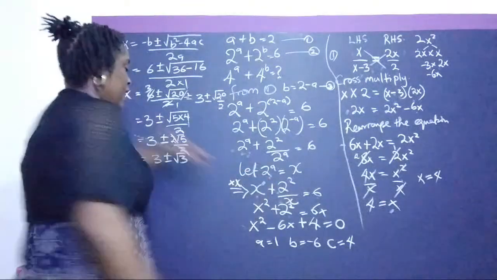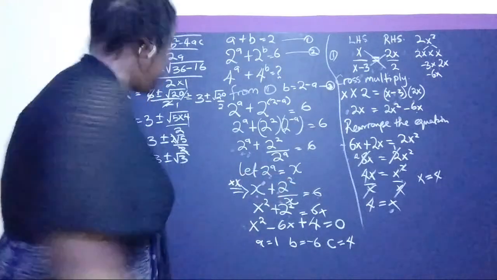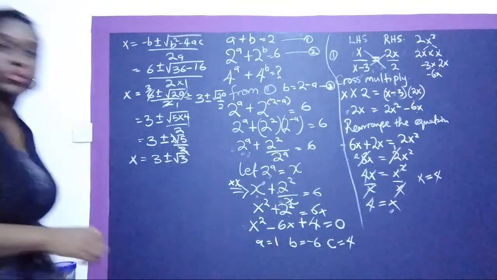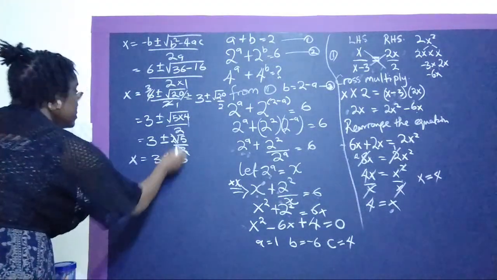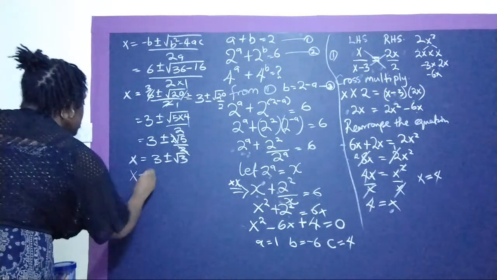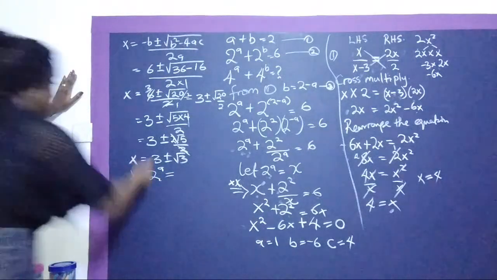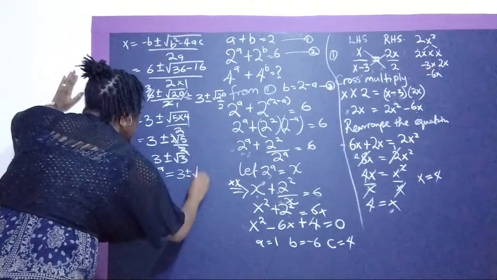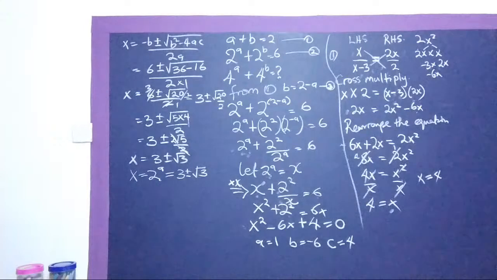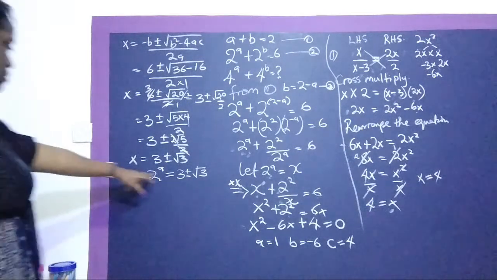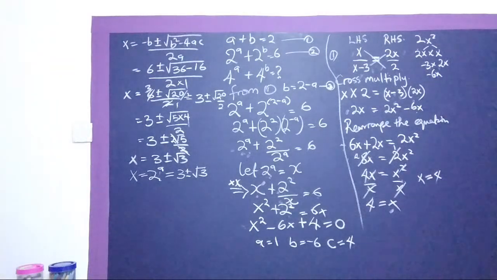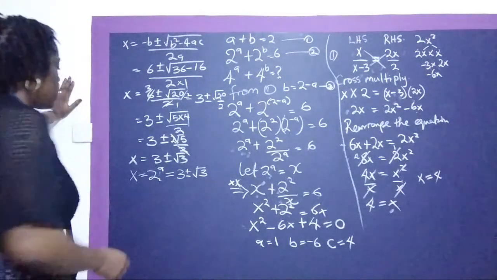So remember, x is what? x is 2 raised to power a. So if x is equal to 2 raised to power a, it means it's equal to 3 plus or minus root 5. So how do we get the value of a? It's a single equation, so you can easily get the value of a. What are we going to do? We're going to find the log.